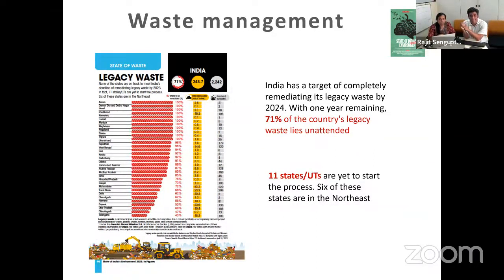What we found was that till 2023, I think we've looked at data till about March, 71% of the legacy waste remains unremediated. So it is the way it was earlier. And 11 of the states are yet to start. So if you look at the graphic on the left, all the ones with 100%, these are the states that have not even started to look at the legacy waste so far. This just shows how much of a challenge it remains again. So waste management is a problem that we saw in all the 3.